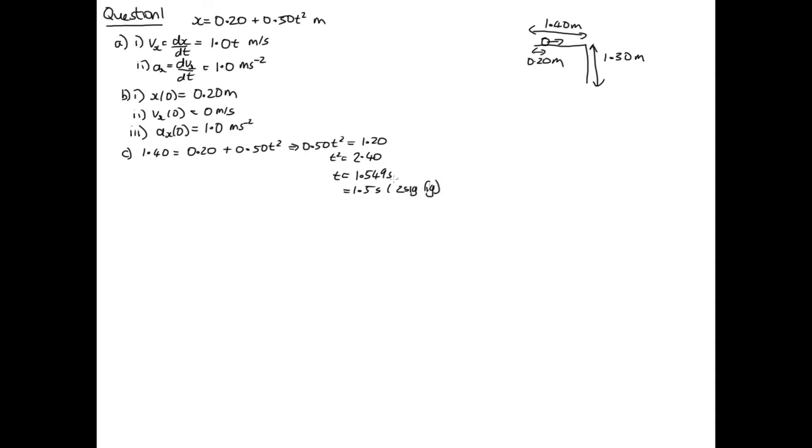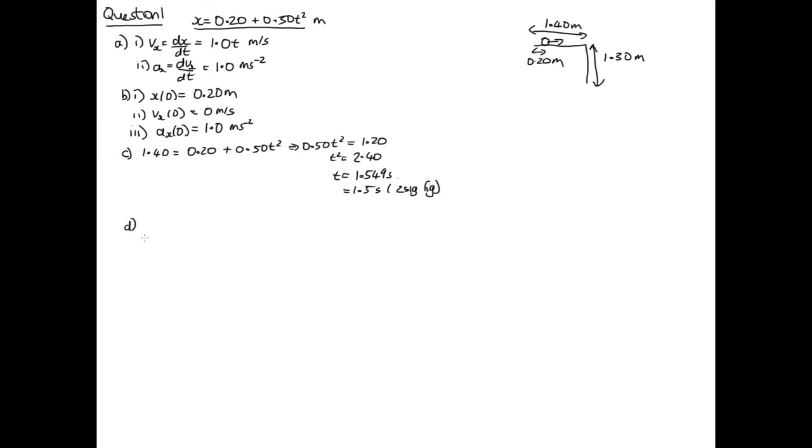And we're giving it to two significant figures because the values in this original equation up here are given to two significant figures, so we only know everything to two significant figures. And we don't need to consider what happens to the negative square root as the time is moving forwards in this case. We're not considering what happens at times prior to time equals 0.